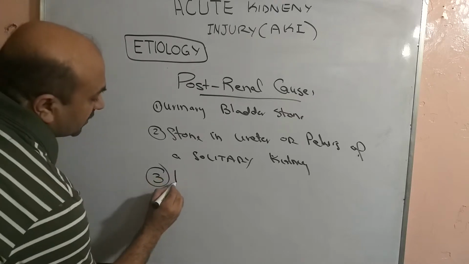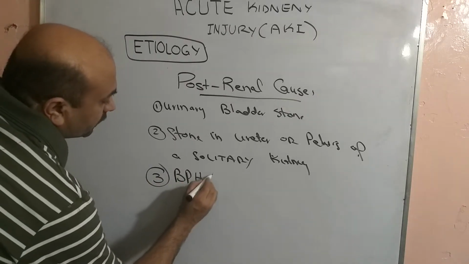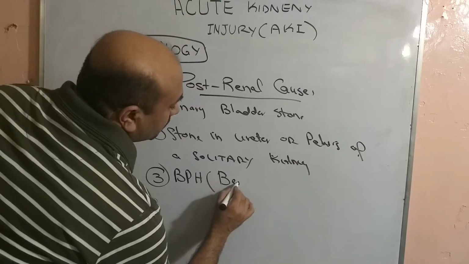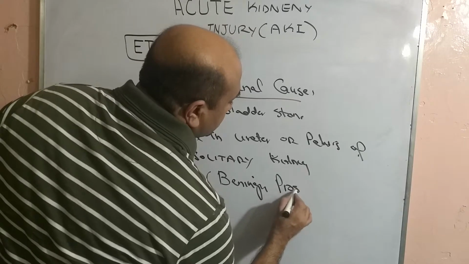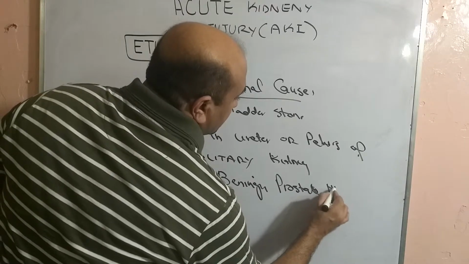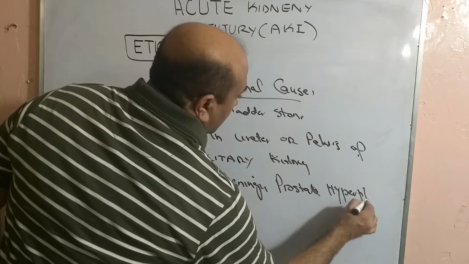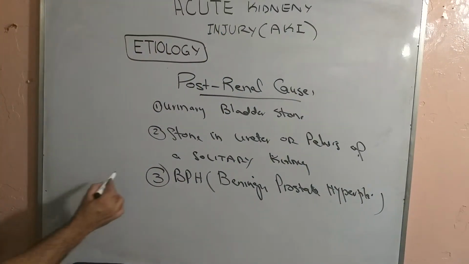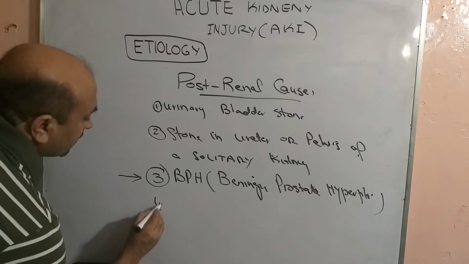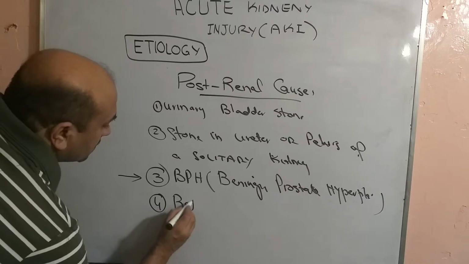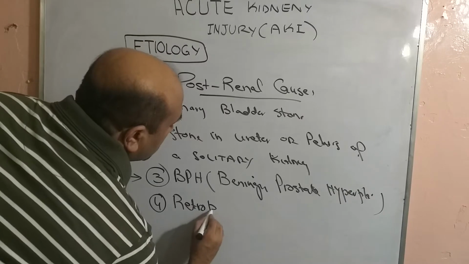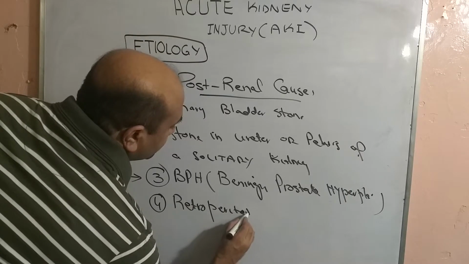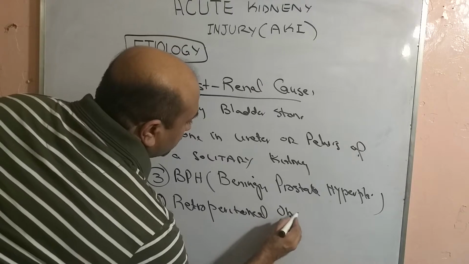Then benign prostatic hypertrophy or hyperplasia. Benign prostatic hyperplasia or hypertrophy develops in the male patient obviously after 40s. Then there can be retroperitoneal fibrosis. There can be an extraluminal cause of the obstruction, retroperitoneal obstruction of the ureter.